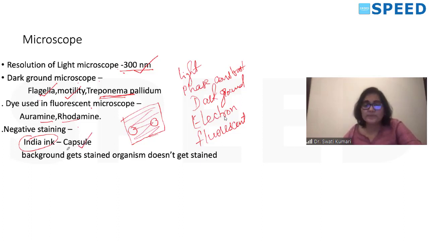That also has been asked previously, which staining we do to demonstrate capsule of the bacteria. So India ink, for capsulated organisms like Streptococcus pneumoniae, Klebsiella pneumoniae, Cryptococcus, you demonstrate the capsule with the help of India ink. The organism doesn't take the stain, your background takes the stain.